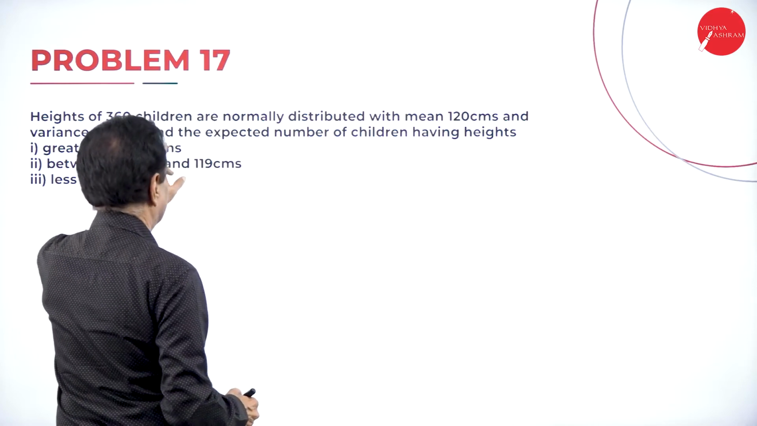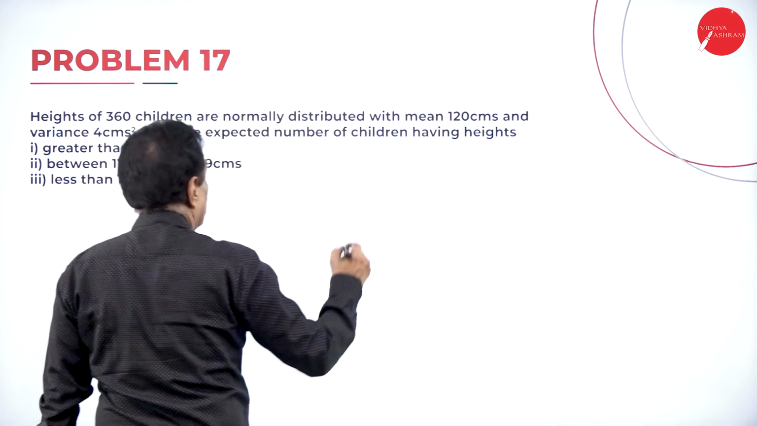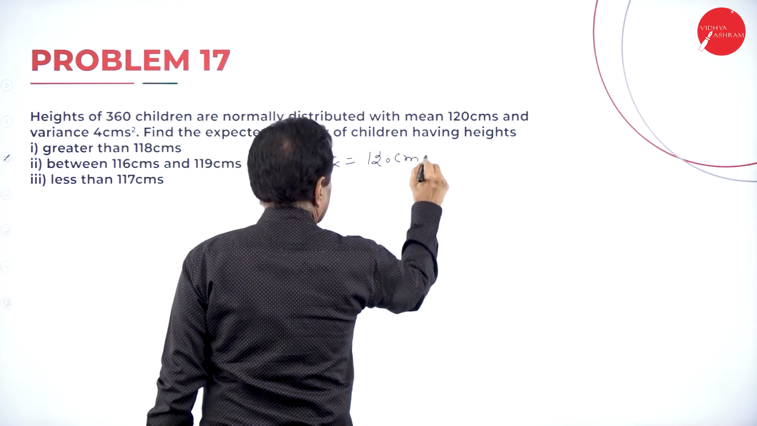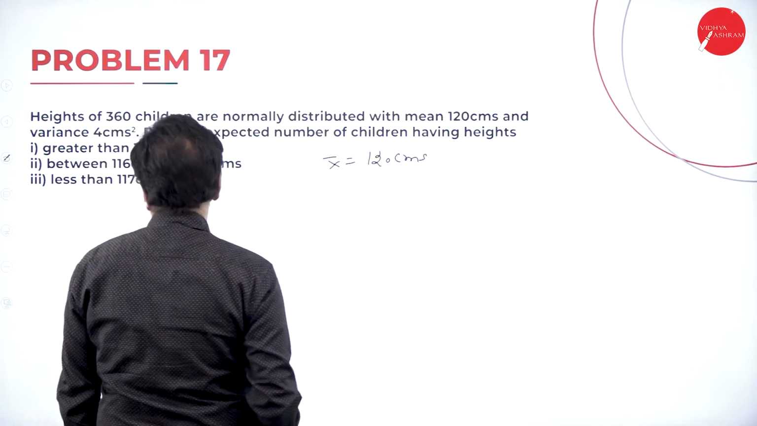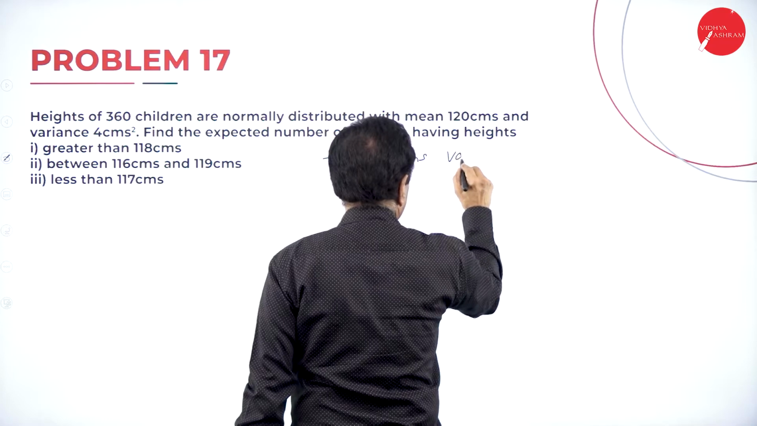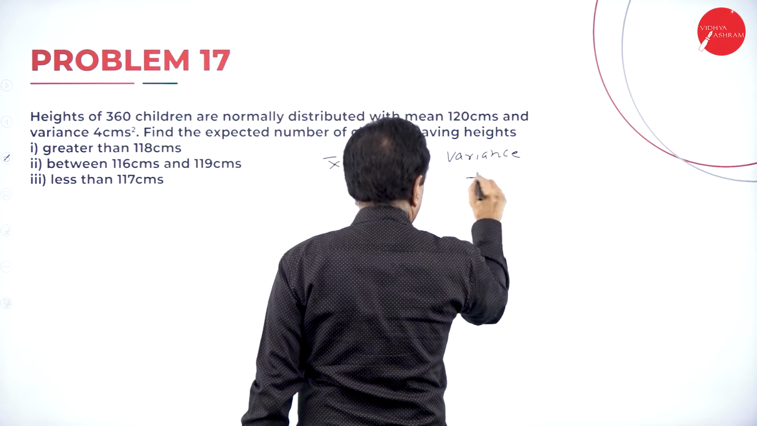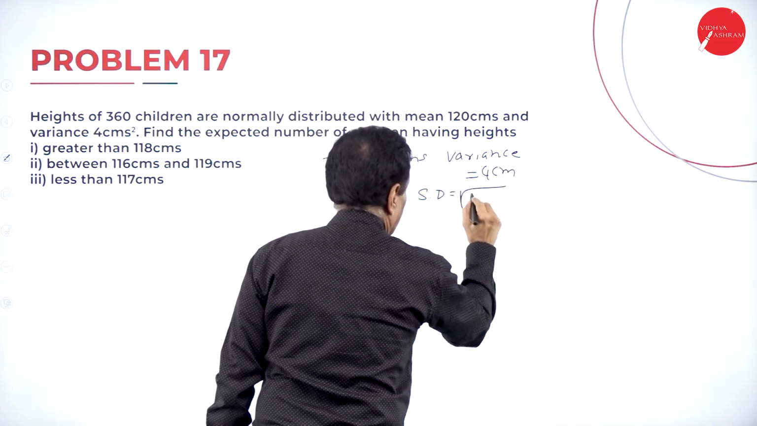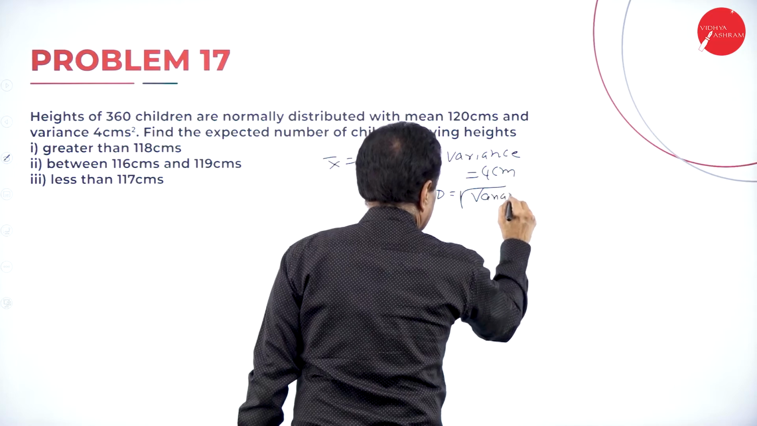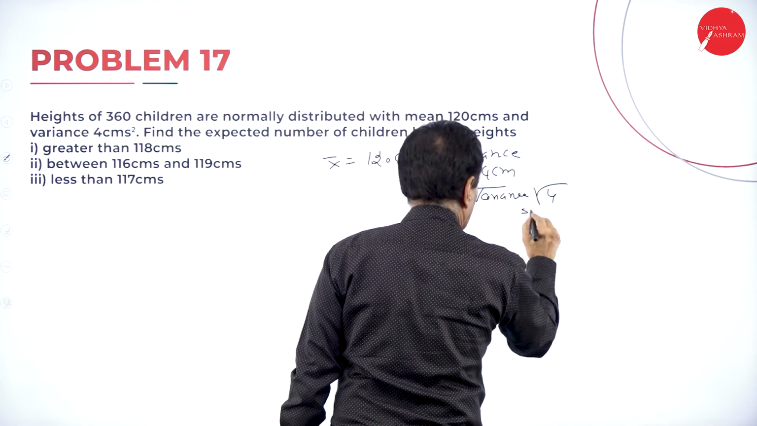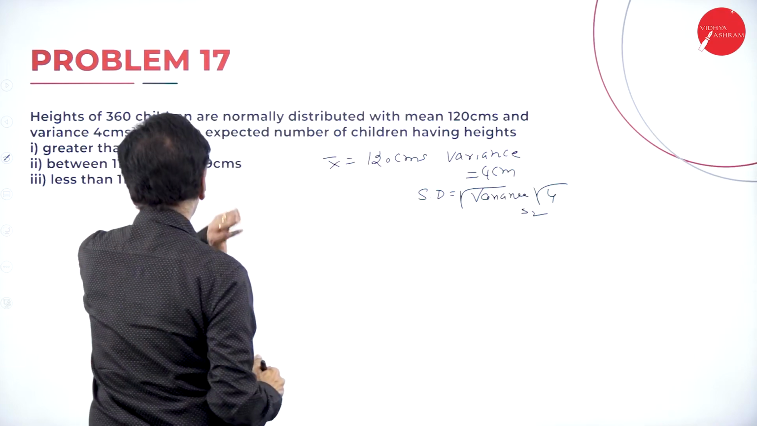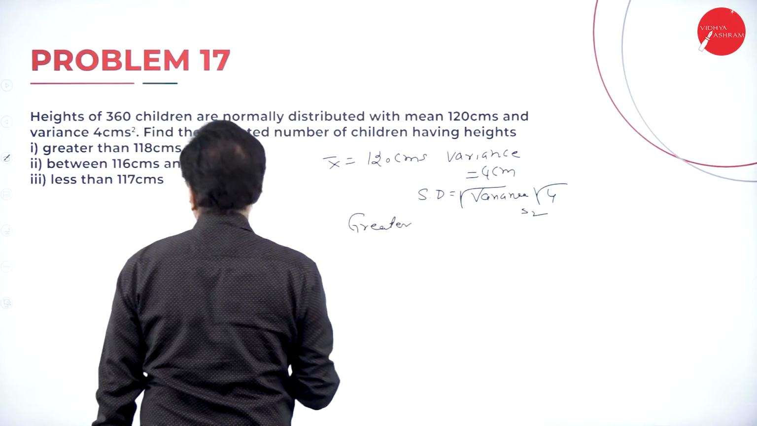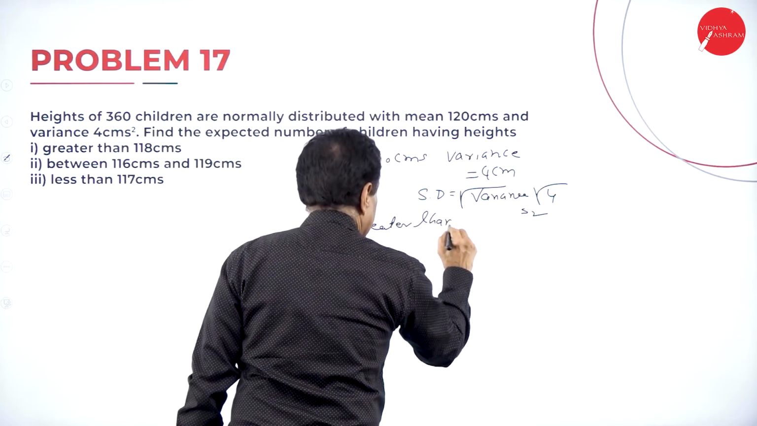The heights of 360 children are normally distributed with mean 120 centimeters and variance 4 centimeters. We want the standard deviation, which is equal to the root of variance. The root of 4 is equal to 2. Then, first, greater than 118 centimeters.